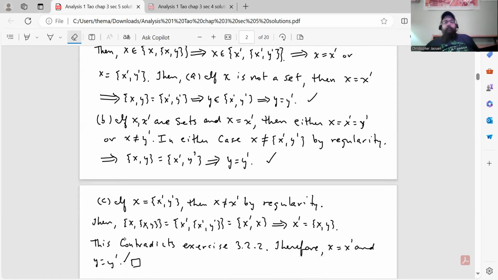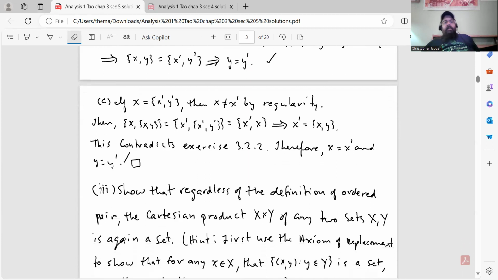Then case B, if x' and x are sets and x equals x', then either x equals x' equals y', or x is not y'. In either case, x is not the pair set {x', y'} by regularity. By regularity, I mean by the axiom of regularity, which implies that the pair set {x, y} equals the pair set {x', y'}, which implies that y equals y'.